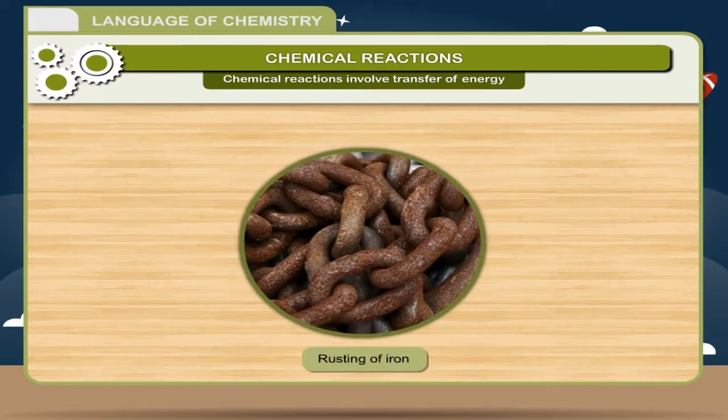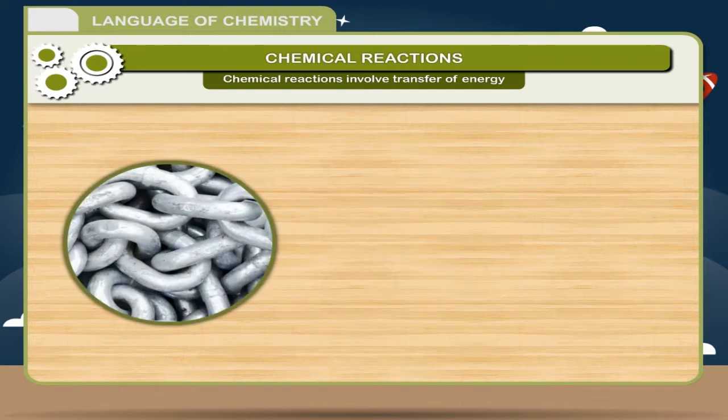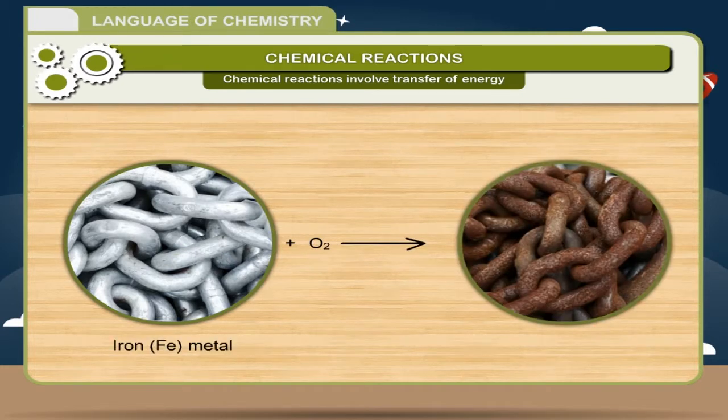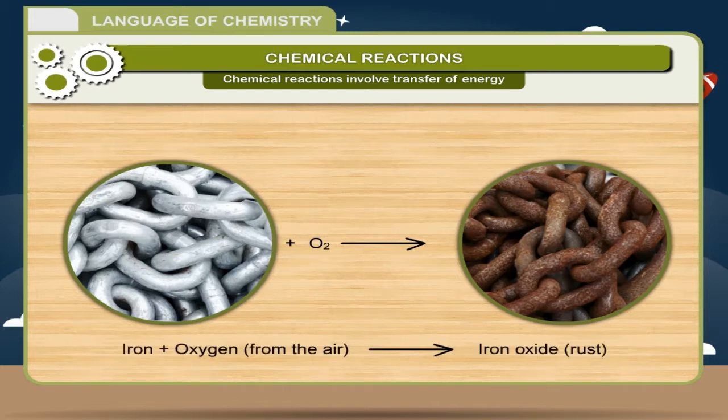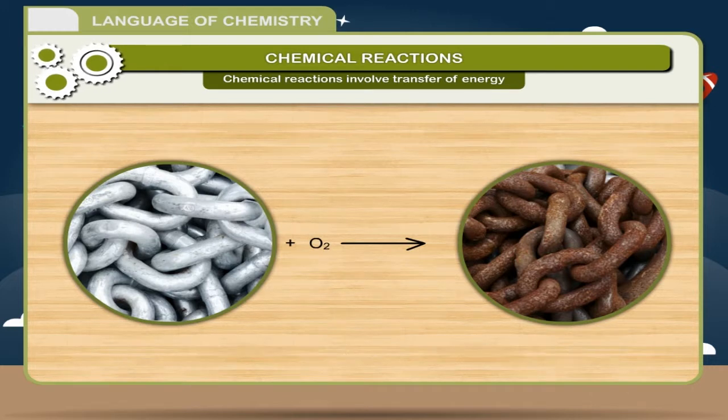An example of a chemical reaction is the rusting of iron. This rusting happens because the iron, Fe metal, combines with oxygen, O2, in the atmosphere. Chemical bonds are created and destroyed to finally make iron oxide, Fe2O3. Iron plus oxygen from the air gives iron oxide, rust.